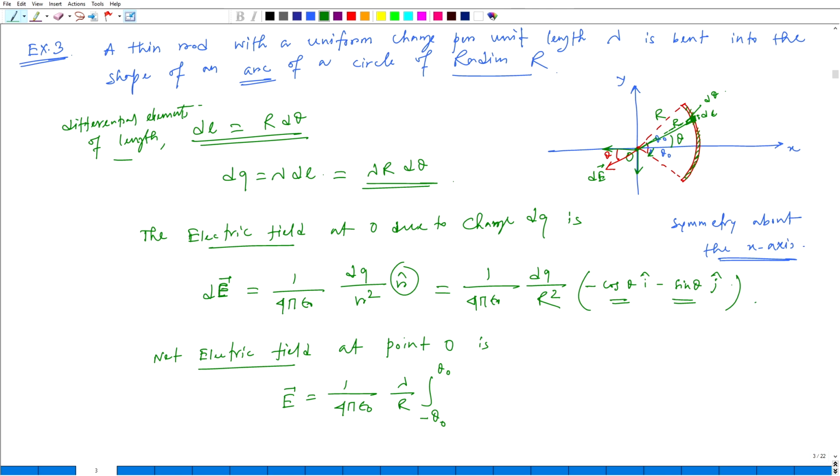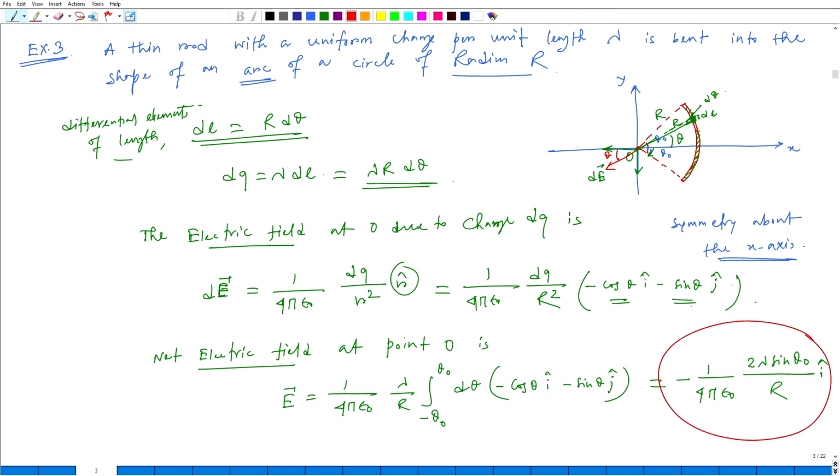The integrand is d theta times minus cos theta i cap minus sin theta j cap. If we calculate this, we finally get 1 over 4 pi epsilon naught times 2 lambda sin theta naught by r times i cap. There is no j cap component, because the integral of sin theta d theta vanishes, since the integral is symmetric around 0. You verify this result.